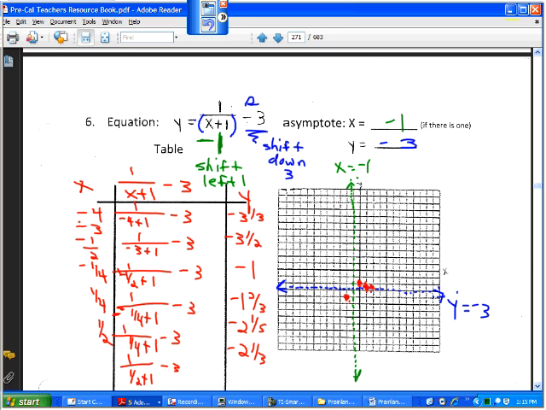All right. So we've got negative 4, negative 3 1/3, negative 3, negative 3 1/2, negative 1, 2, 3 1/3, and so we're hugging that asymptote there. That's good. I missed that. That should have been here.